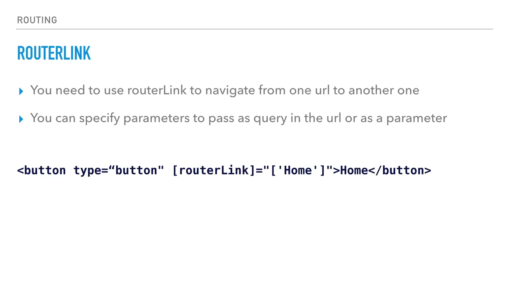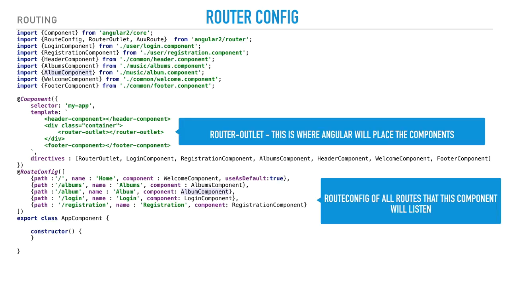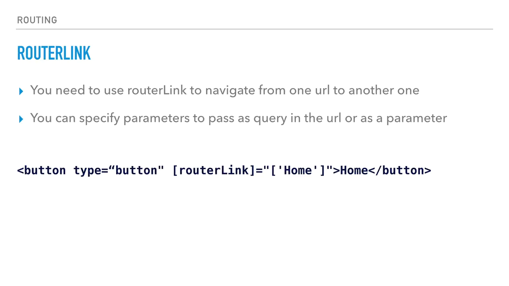The router link is just the way to tell Angular how to behave when we want to navigate from one route to the next one. So in this case, we have a button, and this button is using the router link to say, okay, if you click on this button, we should go to the route that we named home. Remember in the route configuration that we have different names like home, albums, album, login, and registration. So later on with the router link, we can point to any of them.